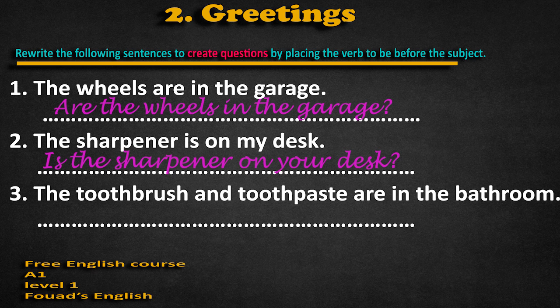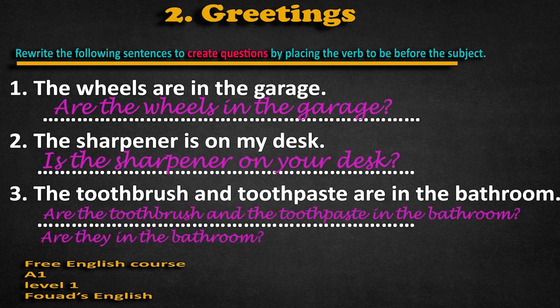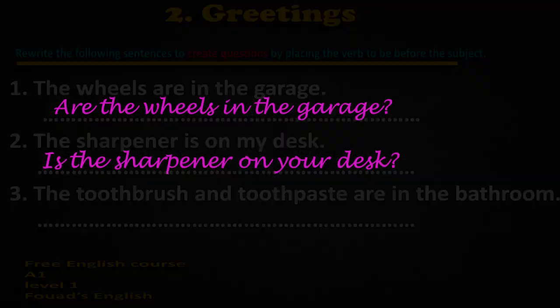اللي بعديها the toothbrush and toothpaste are in the bathroom. toothbrush اللي هي فرشاة الاسنان، toothpaste معجون الاسنان موجود في الحمام. يبقى انا عندي هنا toothbrush والtoothpaste دي جمع، وعندي الـ are، يبقى انا هطلع الـ are مكانهم وهضع toothpaste والtoothbrush بعديها، يبقى are the toothbrush and the toothpaste in the bathroom.